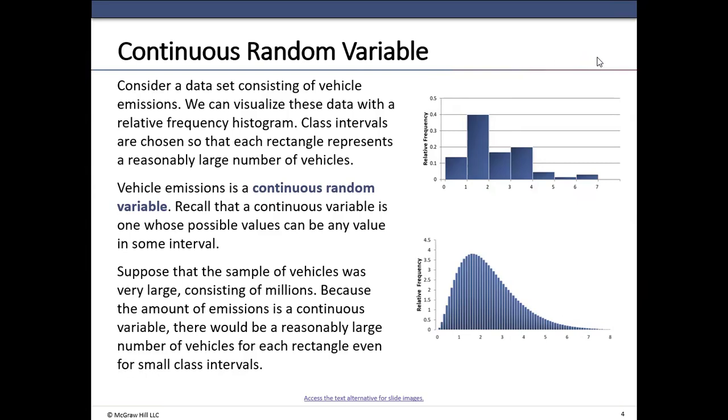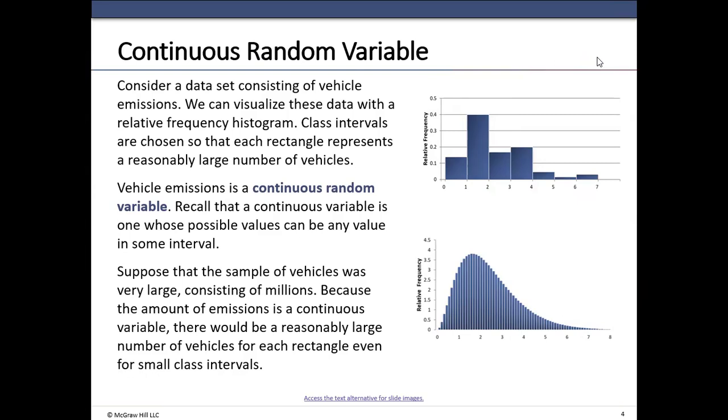Okay. So we are looking at vehicle emissions. Vehicle emissions is a continuous random variable. Why is it a continuous random variable? Because it varies from 0 to 1. It can take decimal values and it is measured. So it can take any value in the interval.